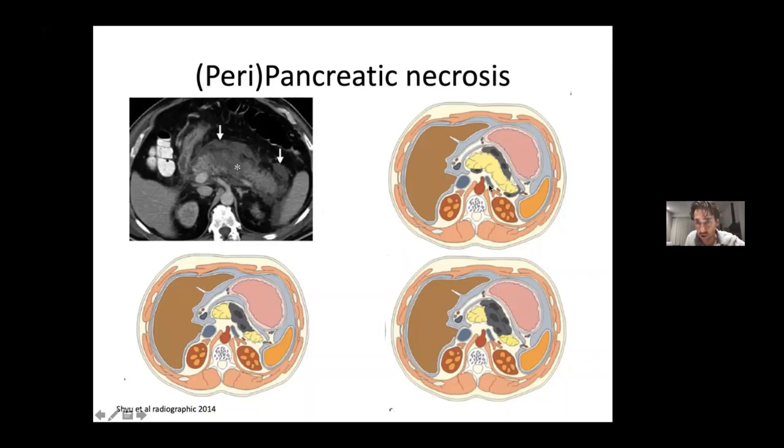And here's just some diagrams. So this is what we'd call pancreatic necrosis. So you've got the pancreas, which has a necrotic patch there. This is a peripancreatic necrosis, but often it's like this, where there is pancreatic necrosis combined with peripancreatic necrosis.